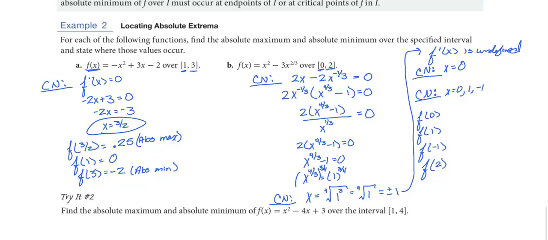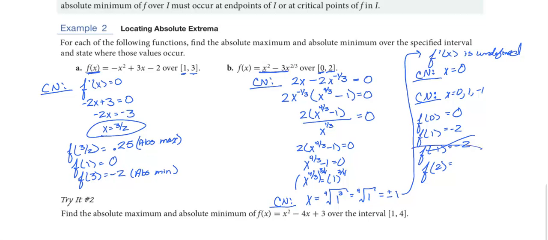So I've already got 0 there. I'm just going to plug the 2 in here. To find the y values, it goes back into that original function. So again, I'm going to do that off camera. So this is the function x squared minus 3x to the 2/3. When I plug in 0, I get 0. When I plug in 1, I get -2. When I plug in -1, I get -2. But notice -1 is not even on that interval, so we really don't even need to think about it.